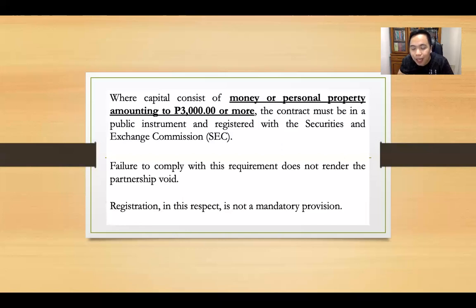Magkaiba ang consequence kapag ang contribution mo consists of real rights and properties. Doon sa ang capital contribution is consisting of money or personal property amounting to 3,000 pesos or more. Kahit hindi yan naka-public instrument, kahit hindi yan nakarehistro sa SEC, class, valid pa din ang articles of partnership. Because, class, kung ang contribution ng partners are money or personal property amounting to 3,000 pesos or more, registration is not mandatory. Tandaan nyo yan.